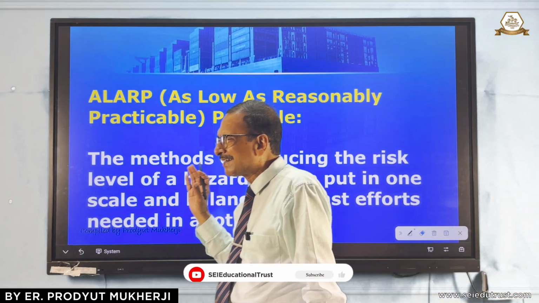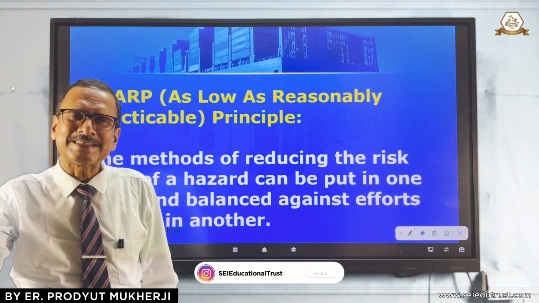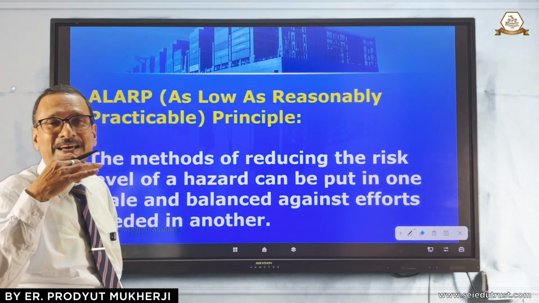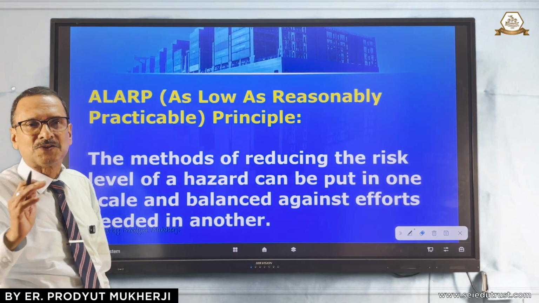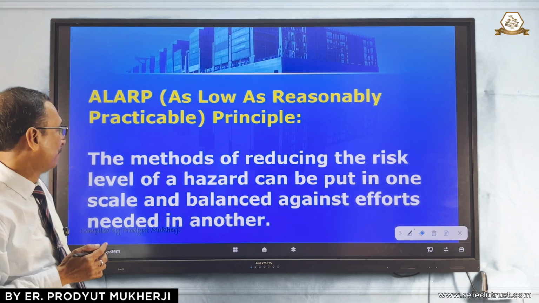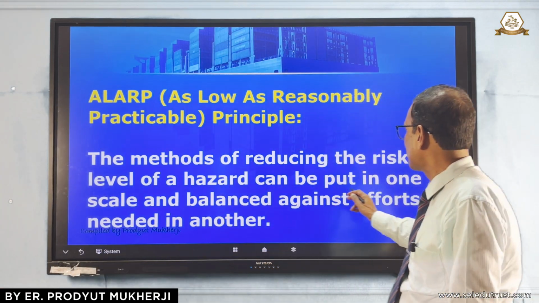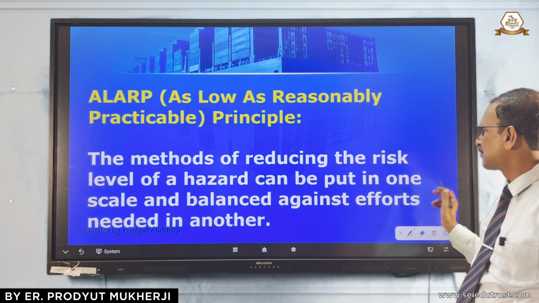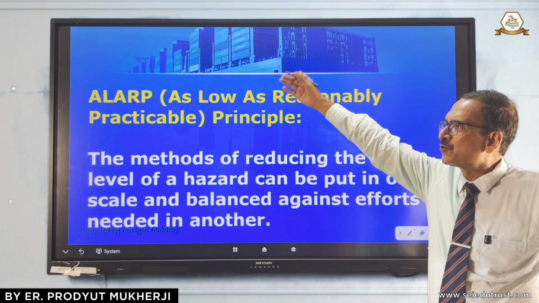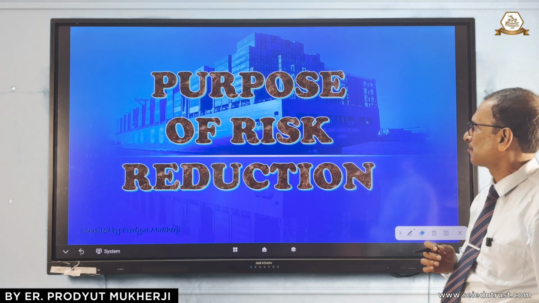Sometimes we cannot eliminate the probability or we cannot eliminate the consequences of the hazard, but we have to reduce them to as low as possible. We cannot eliminate them in some tasks. So that is called the ALARP, as low as reasonably practicable principle. The method of reducing the risk level of a hazard can be put in one scale and balanced against efforts needed in another. If to reduce the risk we need a huge amount of effort, then we have to go for ALARP, as low as is reasonably possible.